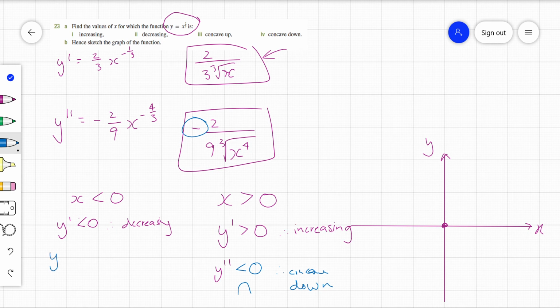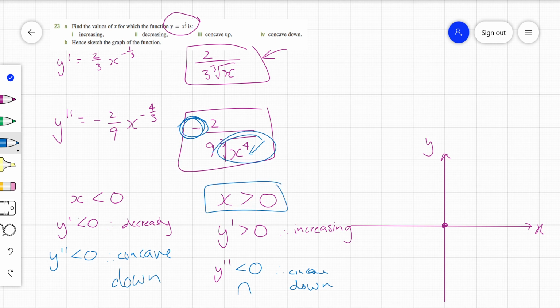What about my y double dash when I put x as negative in? You can see here, because it's to the power of 4, it's going to make it positive. So it's not going to change any of this part, but we've still got this negative out the front. So again, it's going to be less than 0, so it's concave down. If you think about it, on the right-hand side of the graph, we're increasing and concave down. On the left-hand side of the y-axis, we're decreasing and we're concave down.